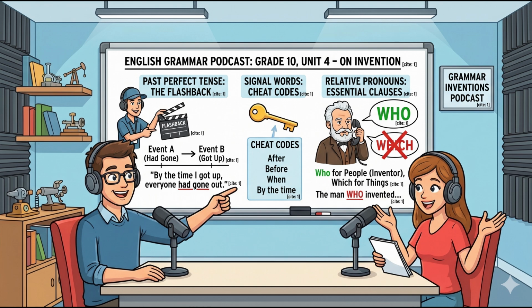Makes total sense. Now, here's where it gets really interesting, because controlling time is only half the battle in an invention unit. We also have to define the inventions themselves. Right, precision is key. But wait. If I'm inventing something, why do I need a whole special essential adjective clause to describe it? Like, why can't I just use two simple sentences? What do you mean? Like, Alexander Graham Bell is a man. He invented the phone. Isn't that just easier?